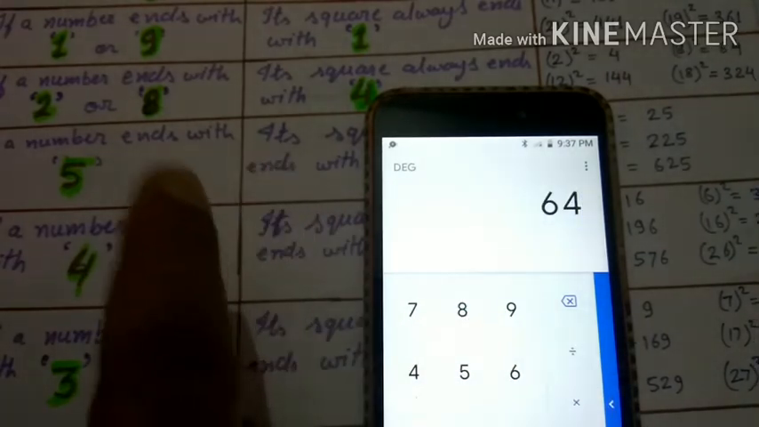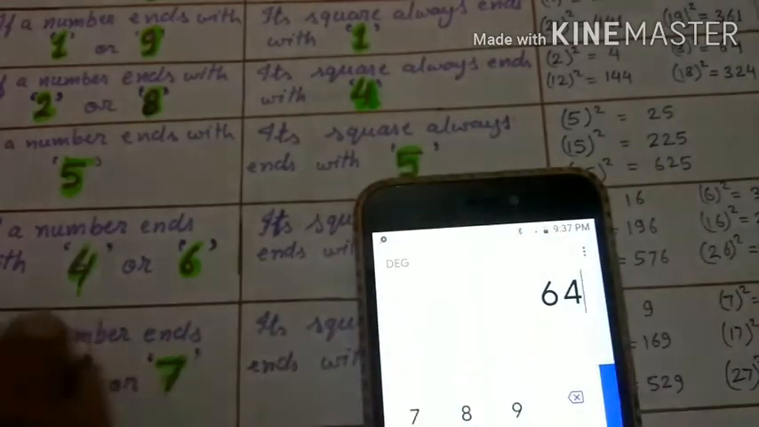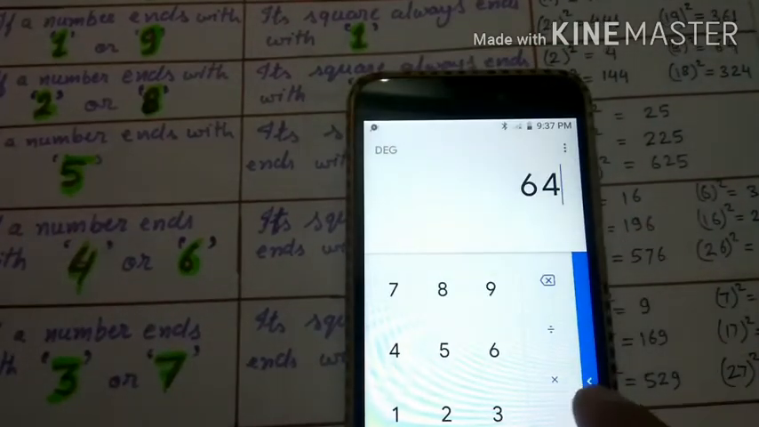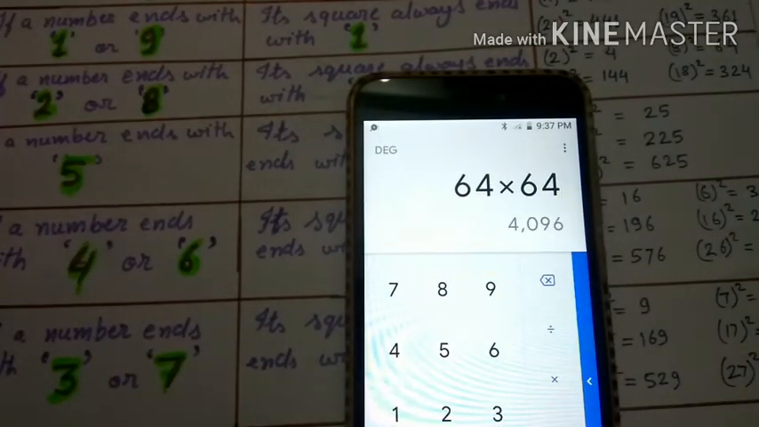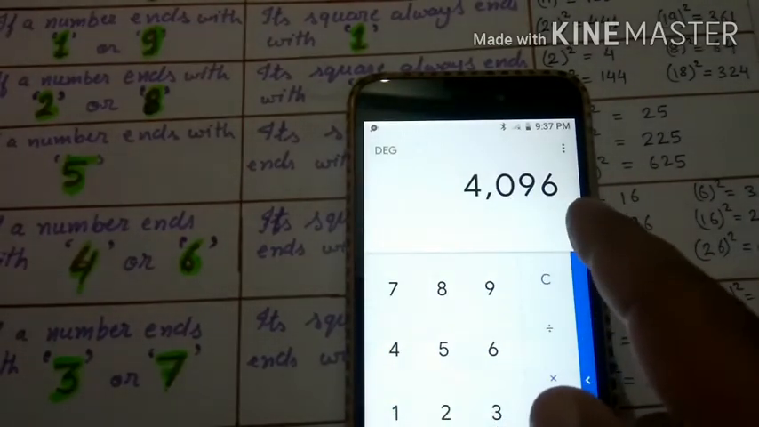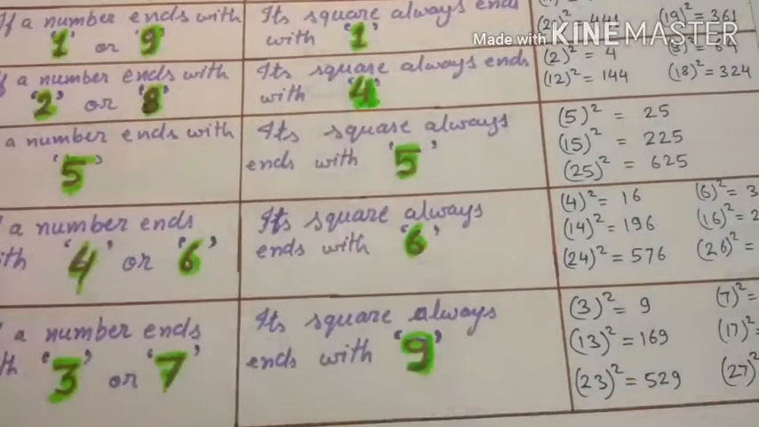So the square of a number that ends with 4 always ends with 6, as we have read in this concept. For example, 64 multiplied by 64, its square, is 4096, which ends with 6. So this property is always applicable.